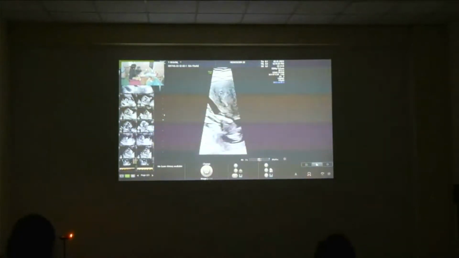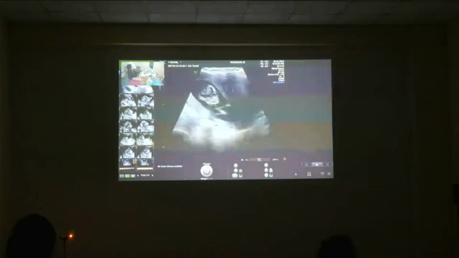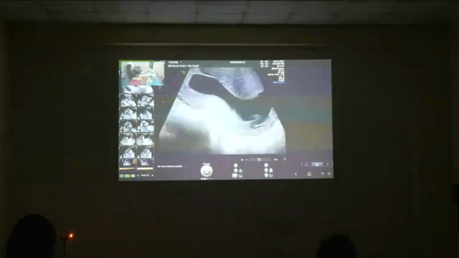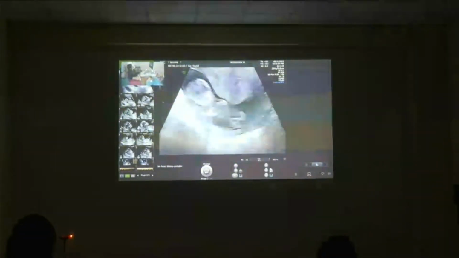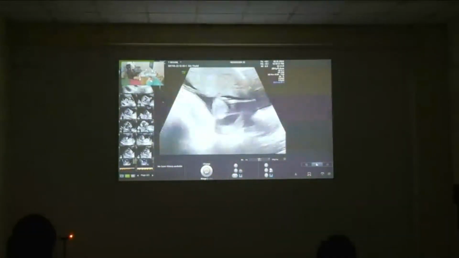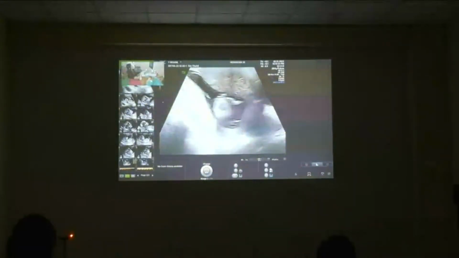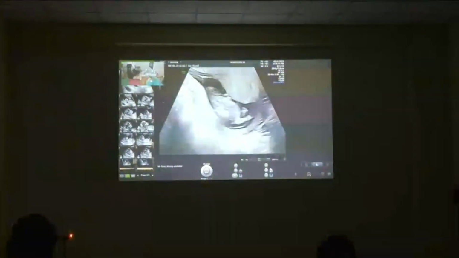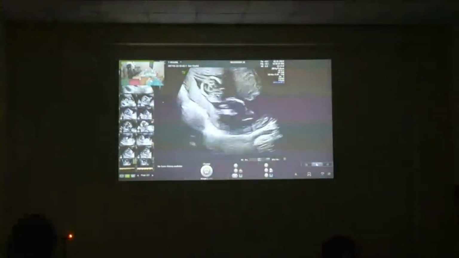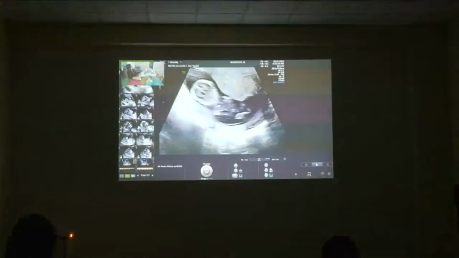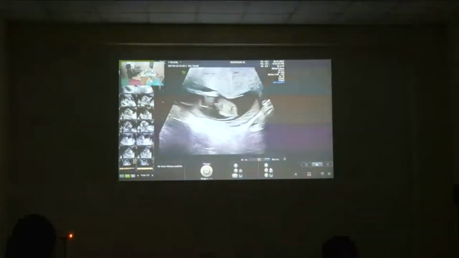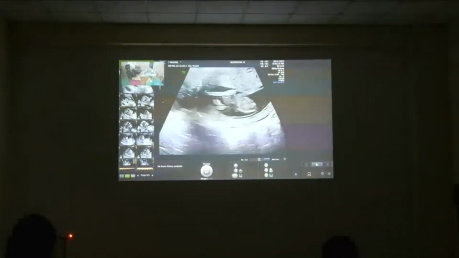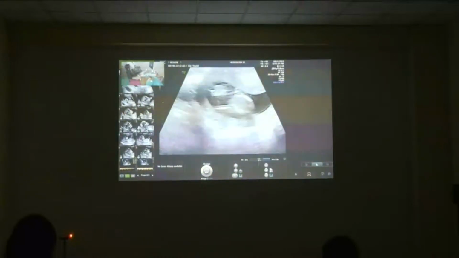And then document the limbs. And then we can do it transvaginal. I'll show you how to do the uterine artery. It's always important to document the legs. The two limbs.